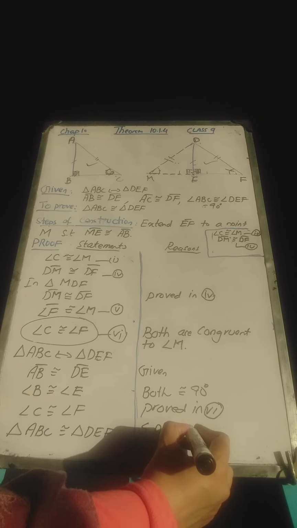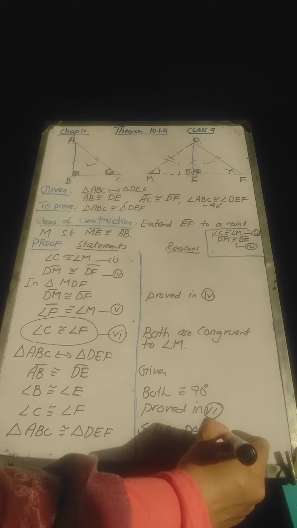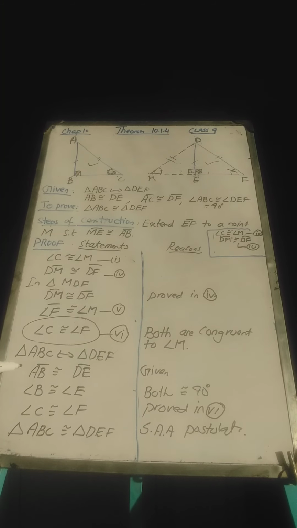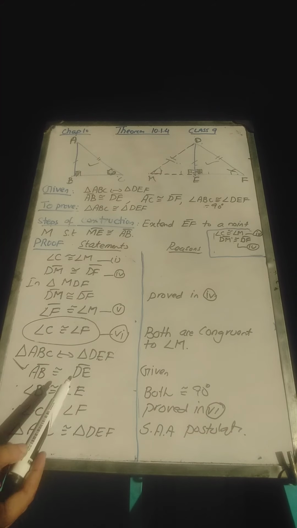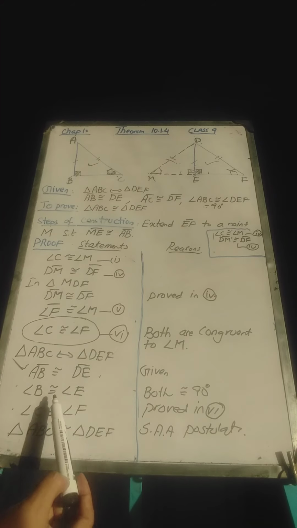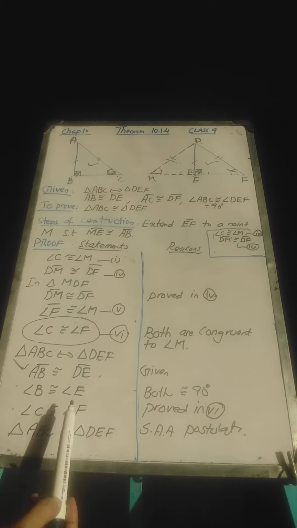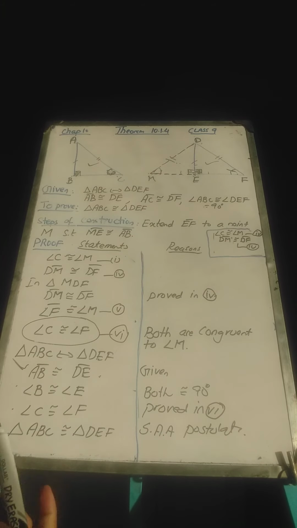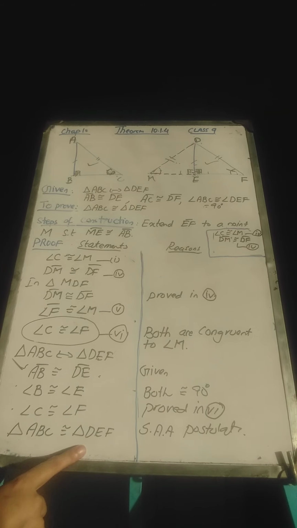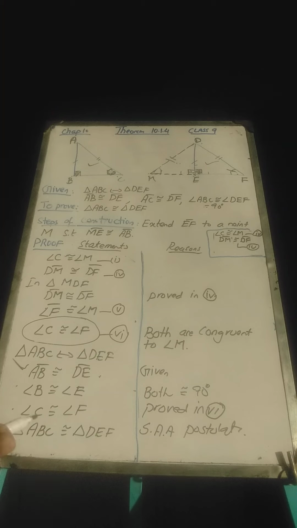So through the SAA postulate, we can say that both the triangles are congruent. We have taken one side, the non-included side, and two angles equal to the non-included side and the corresponding angles B and C. So this is how we proved it, and this was what was required: triangle ABC congruent to triangle DEF.